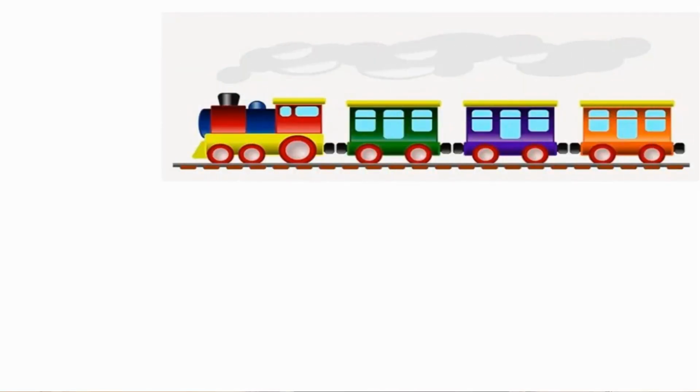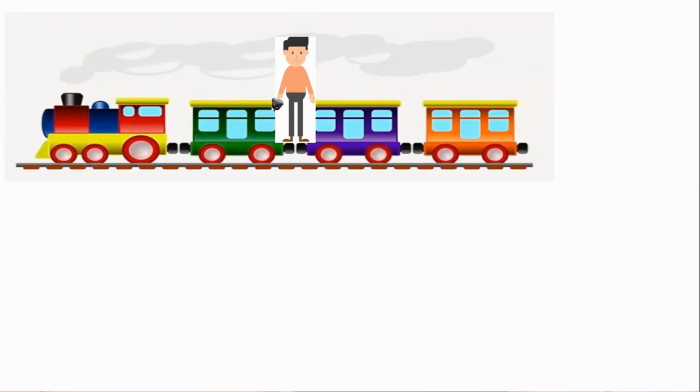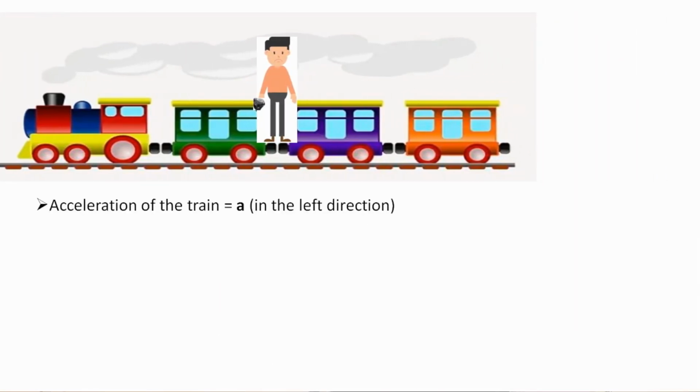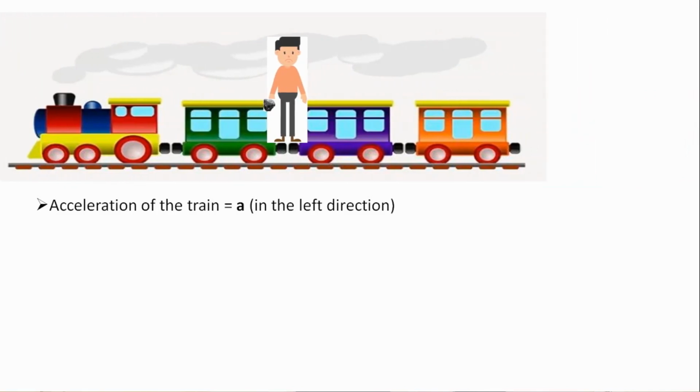So let me give you an example. If you have a train that is having some acceleration in a horizontal direction, and a person is standing like this. Obviously, everything that is in this train right now is having an acceleration in the horizontal direction, which is the acceleration of the train itself.